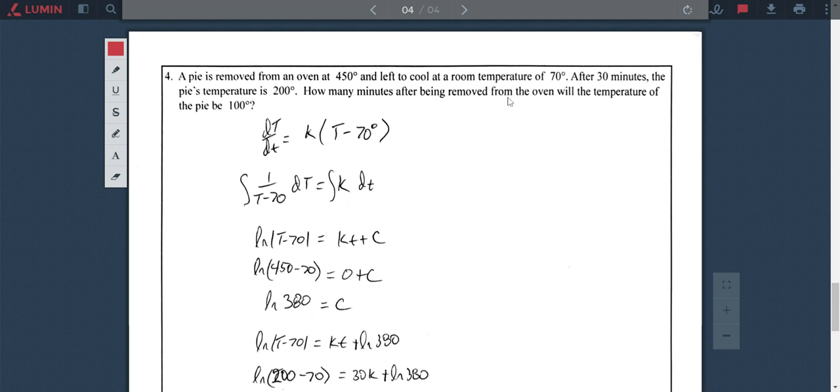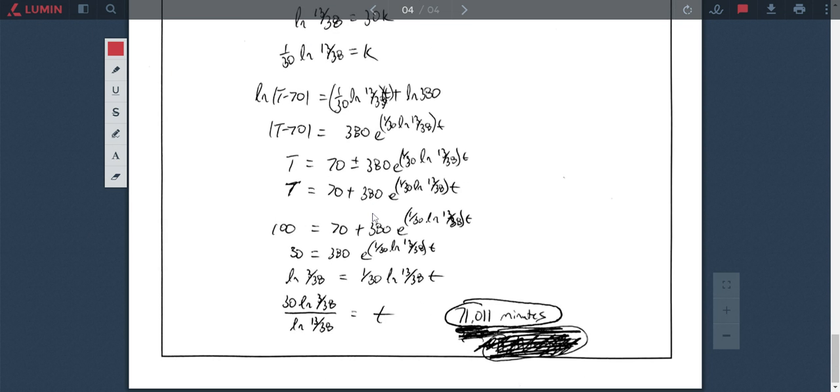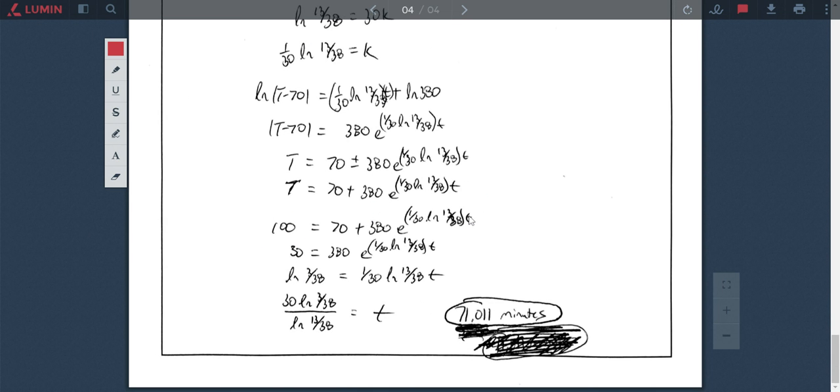And then it says, how many minutes after being removed from the oven will the temperature of the pie be 100? So I stick in 100 for my temperature, and I solve for time T. So I subtract 70, which gives me 30. I divide by 380, and then I e both sides. So I end up with a natural log of 3/8 on the left, 1 over 30 times the natural log of 13/38 times T on the right. Multiply by 30, divide by the natural log, punch it in your calculator, you end up with 71.011 minutes.